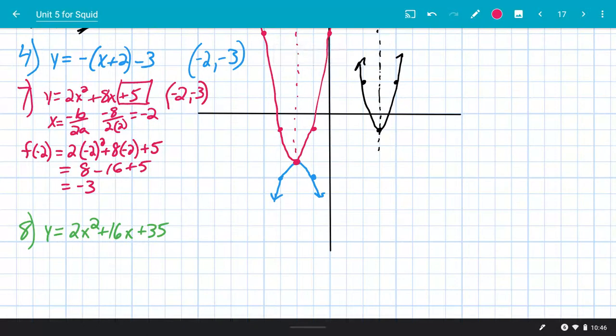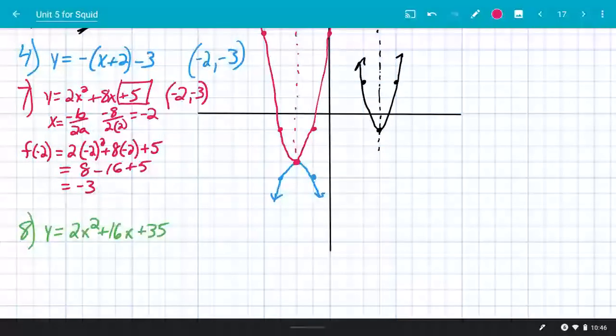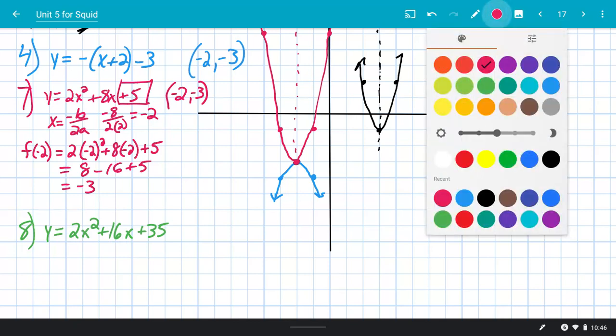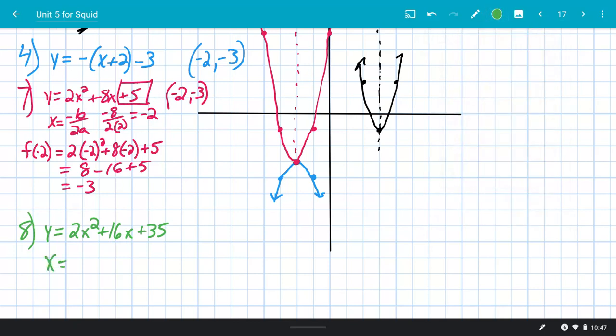One more. Number 8. Again, only 30-some percent of us got this one. Again, it's in standard form. Again, there's a linear term, or junk in the trunk. So I have to use x equals negative b over 2a. So in this case, that'd be negative 16 over 2 times 2, or negative 16 over 4, or negative 4. Again, that tells me my x value of my vertex, but I don't know my y. How do I find my y?